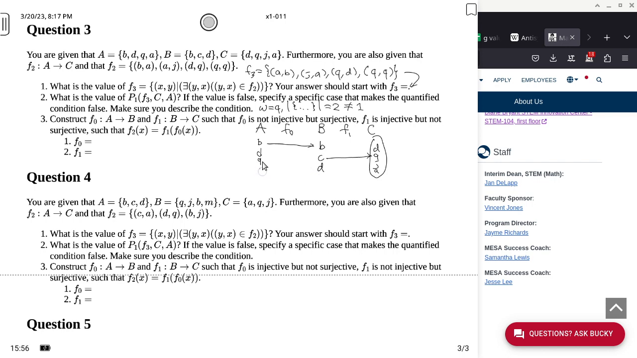Okay, this is A. So we want D and Q to map to the same thing, like so. And then the rest we have to work out. Let me get out of Discord. There we go. Okay. All right. So now we can work on this again.